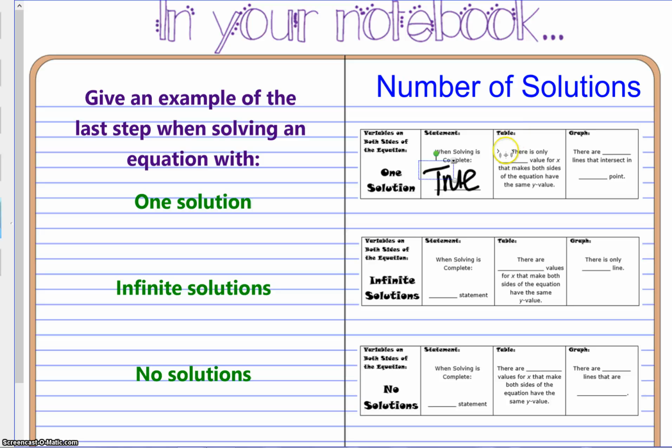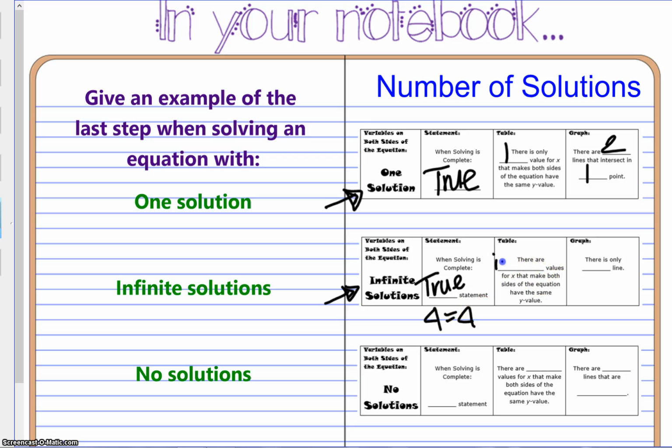There is only one value for x that makes both sides of the equation have the same y value, and there are two lines that intersect at one point. That's how you know that you only have one solution. Now, when you have infinite solutions, when solving is complete, you have a true statement, and that would mean 4 equals 4, right? It's true.